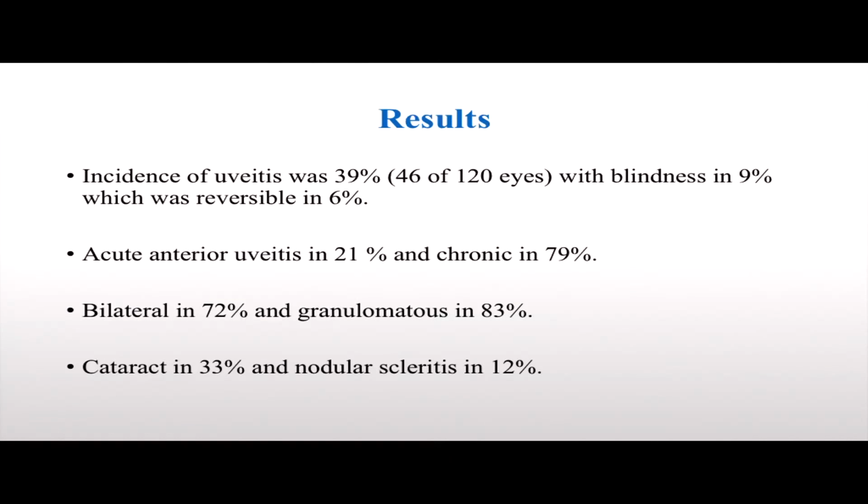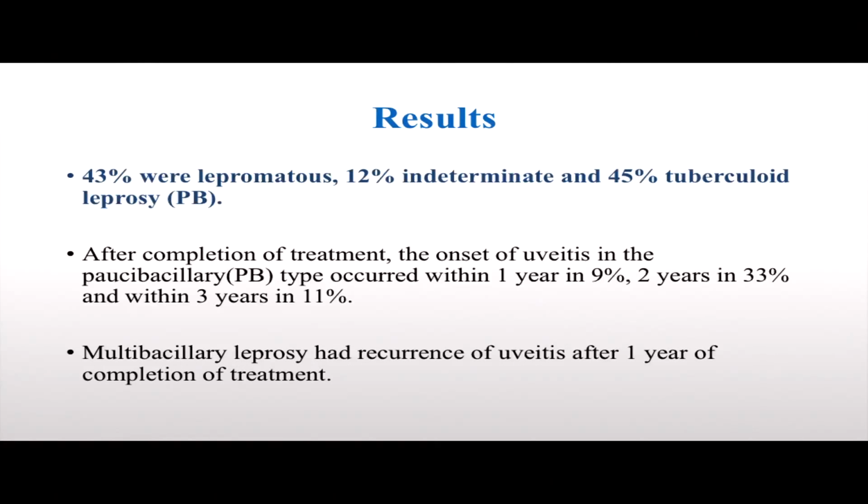So the incidence of uveitis was 39% in our study group, which is 46 of 120 eyes, with blindness in 9%, and this was reversible in 6% of patients. Acute anterior uveitis was seen in 21 and chronic in 79, bilateral in 72% and granulomatous in 83%, along with cataract and nodular scleritis in a significant number. 43% of patients with uveitis belonged to the lepromatous group, 12% were indeterminate or borderline, and 45% were tuberculoid leprosy.